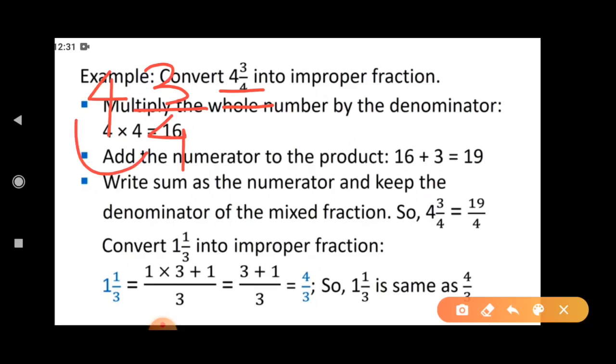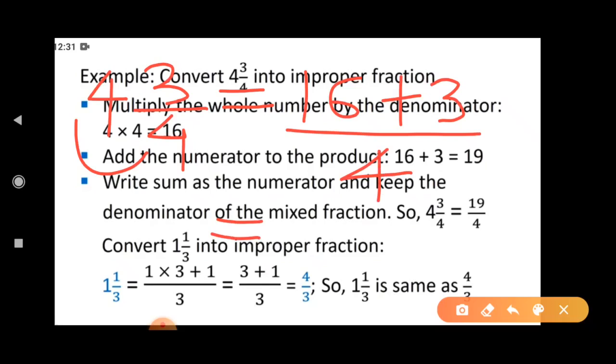So first we have to multiply these two numbers. 4 4s are 16. Plus we have to add it in numerator, that is 3. Divide by, we have to write denominator as it is, that is 4. Then solve this. 16 plus 3, that is 19. Divide by 4. So this 19 by 4 is an improper fraction.